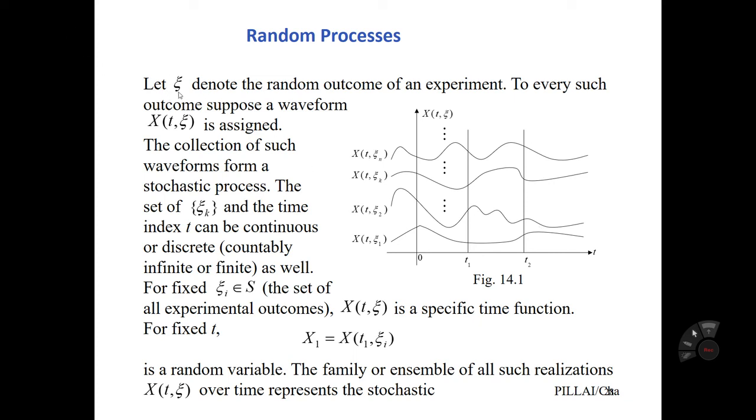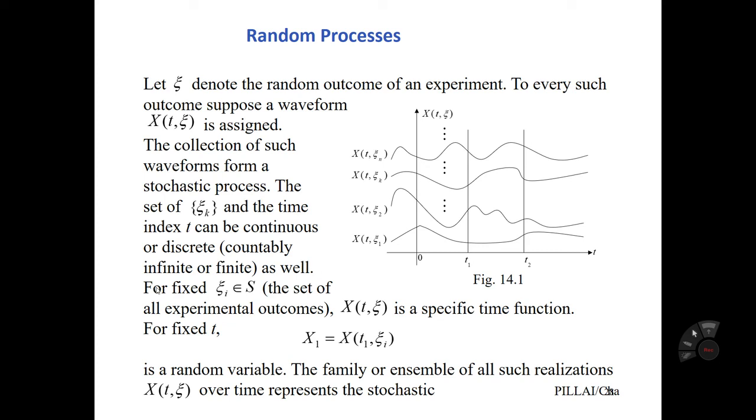So let the variant denote the random outcome of an experiment. To every such outcome, suppose a waveform, this thing x of t comma, is assigned. The collection of such waveforms forms a stochastic process. The time index t can be continuous or discrete, countably infinite or finite as well.